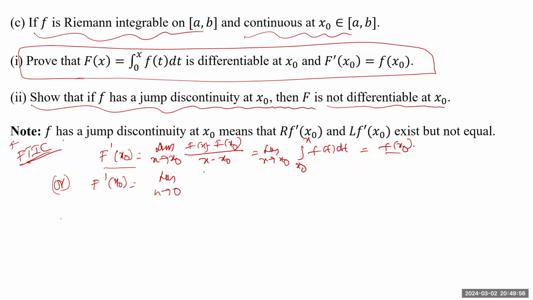I can change x to x naught plus h: f of x naught plus h minus f of x naught over h, that is equal to, I think I missed it here, 1 over x minus x naught. Limit h tends to 0, 1 over h, that is, x minus x naught is h, times the integral from x naught to x of f of t dt, that is equal to f of x naught, right?